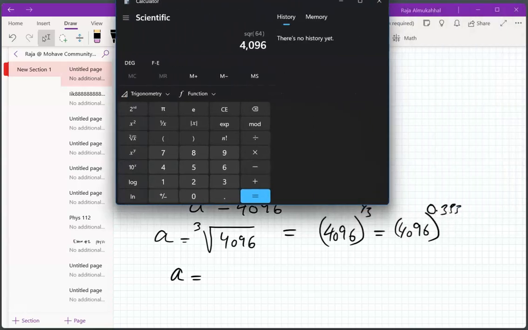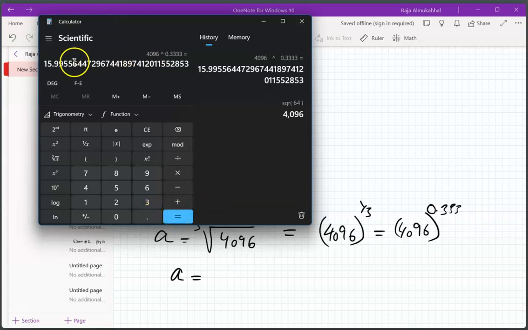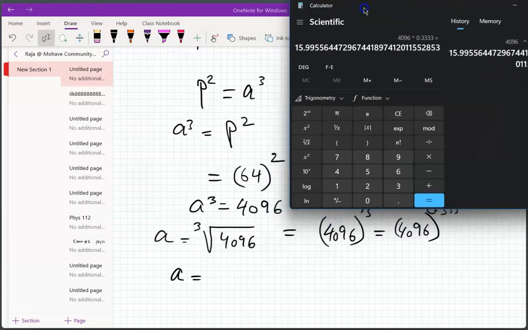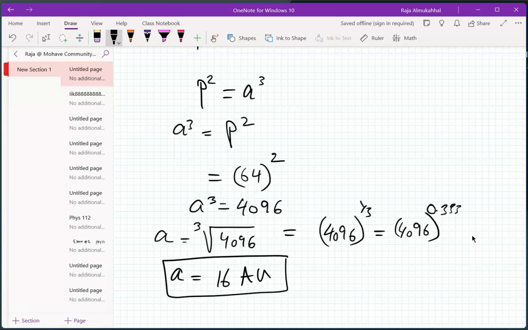So here is the number that we're going to be using. Basically, the way you do it is 4096 to the power of 0.3333, with a bunch of threes if you want to. The third is kind of an irrational number, and that will give me the answer. There it is, 15.999, which is basically 16. You see what I'm saying? So it's basically 16. So the answer here is 16. 16 what? 16 AU. You see what I'm saying?